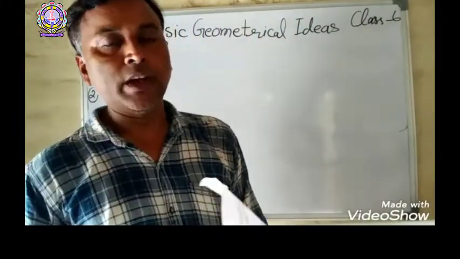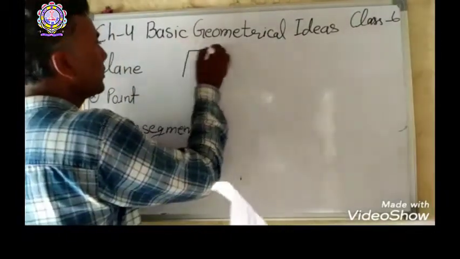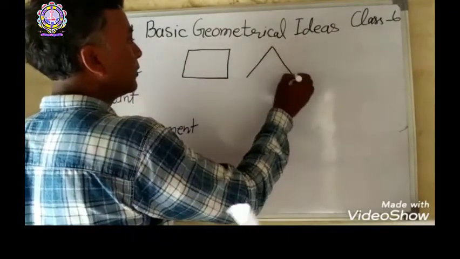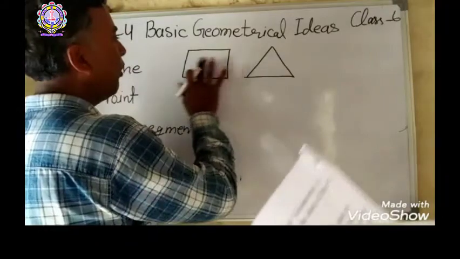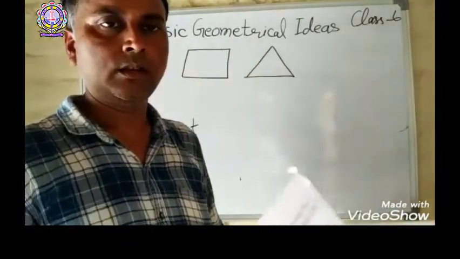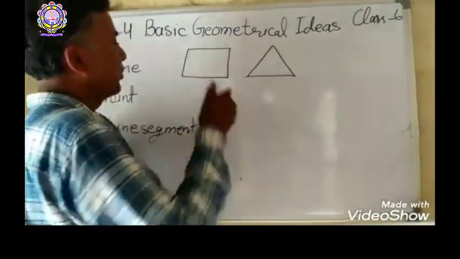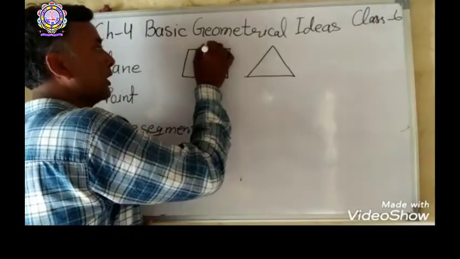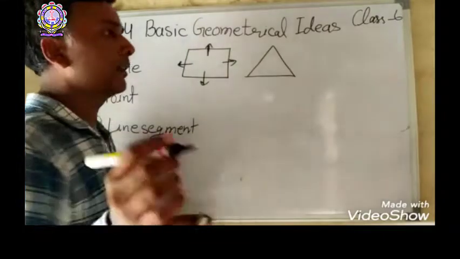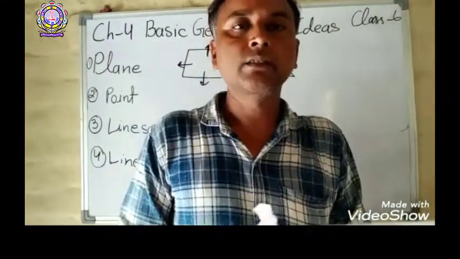So I hope you understand the plane. Plane figures like rectangles and triangles are planes. They have no thickness. And they can extend all around like this: down side, up side, right side, and left side. A plane extends infinitely.